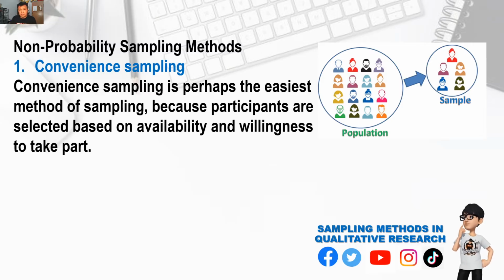So obviously, if they do not want to participate, you cannot force them, and then they will not be considered as part of your sample of the study. So that is what we call convenience sampling.